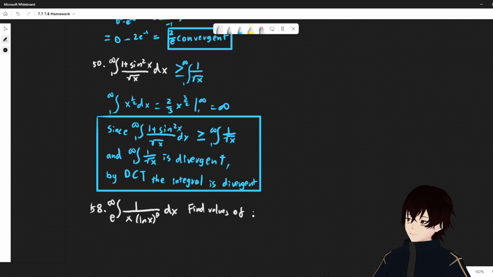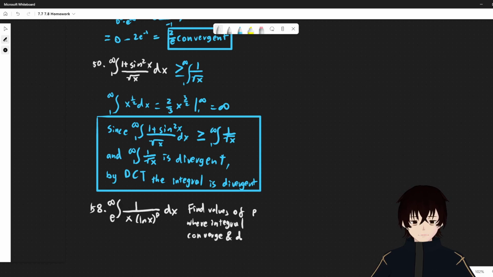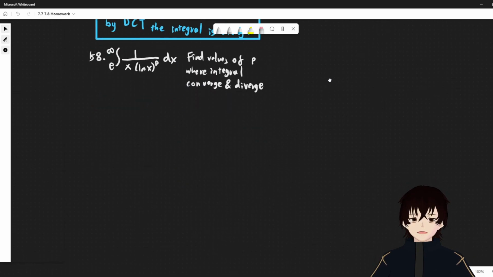Find values of p where the integral converges and diverges. This singular problem is about to ruin my day. How would I go about this?